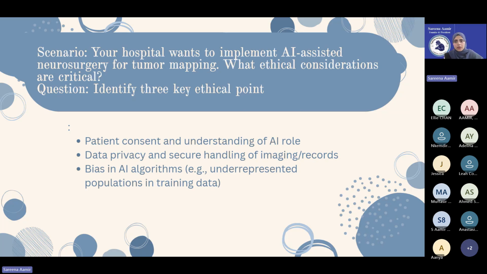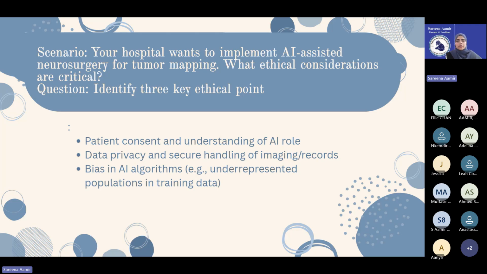Your hospital wants to implement AI-assisted neurosurgery for tumor mapping. Which ethical considerations are critical? So you need to identify three key ethical points. I guess I've not cut this off, but patient consent and understanding of AI's role is very important. So this is the answer, guys. I'm so sorry. And data privacy and secure handling of imaging and records, and bias in AI algorithms, because obviously, as Anastasia talked about, there are underrepresented populations in training data.